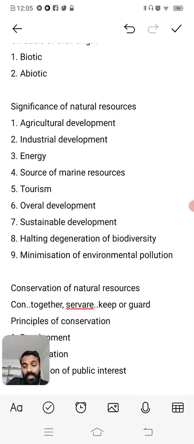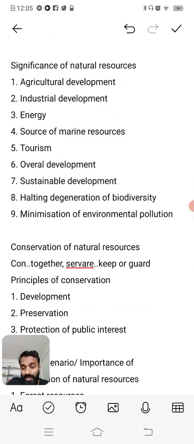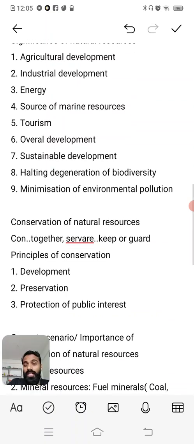Next is energy. Solar energy, wind energy, water energy, all these energies are created from natural resources. Then, the source of marine resources. The marine resources are many in number, which we get from the water bodies. Tourism, because of the ecology or beauty of the environment, is an important source of economic development. Overall development, an integrated and sustainable development of the entire economy and also of human health and life, can be made possible only through natural resources.